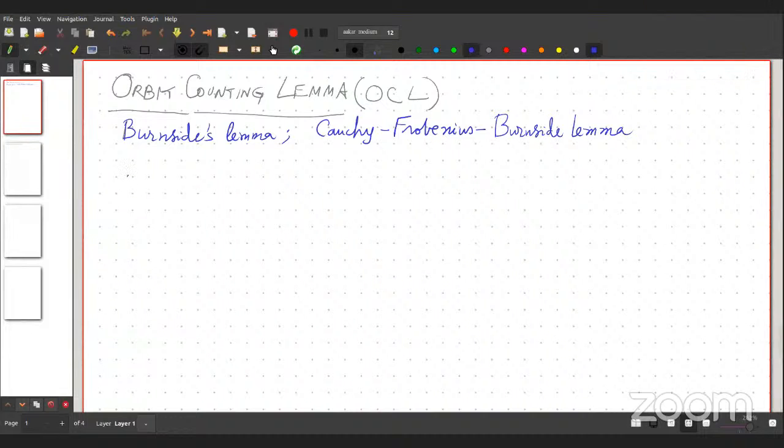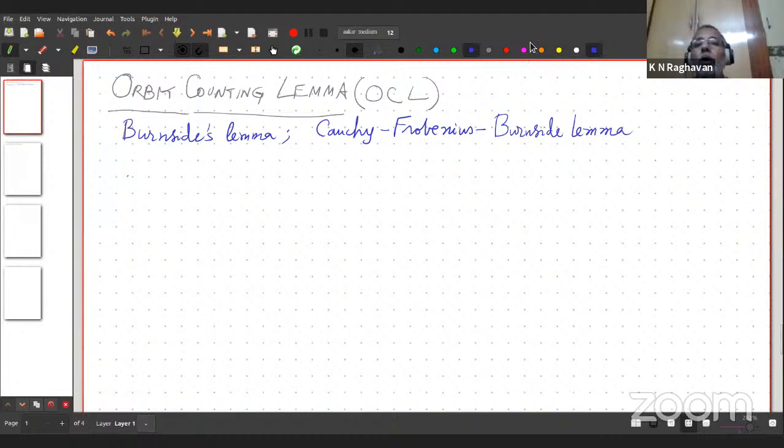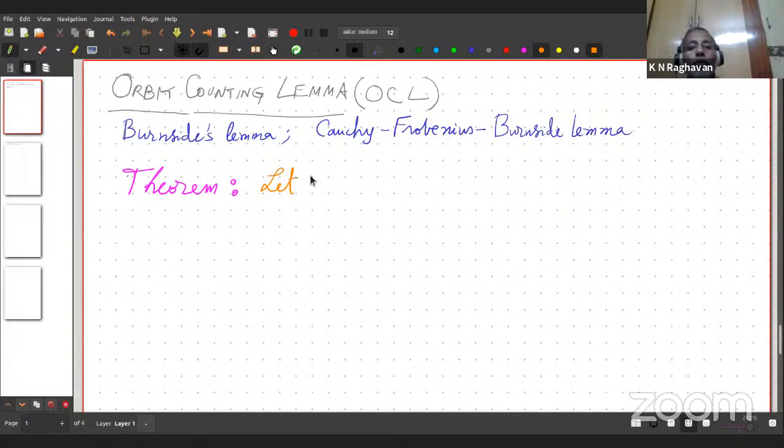Theorem. So let's put it in a different color, so it's highlighted. So here is the theorem. Let G be a finite group acting on a finite set X.